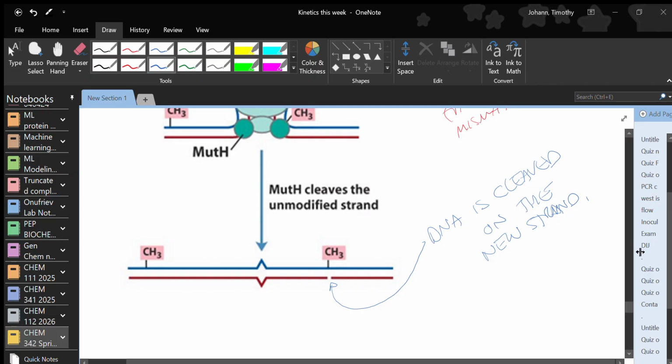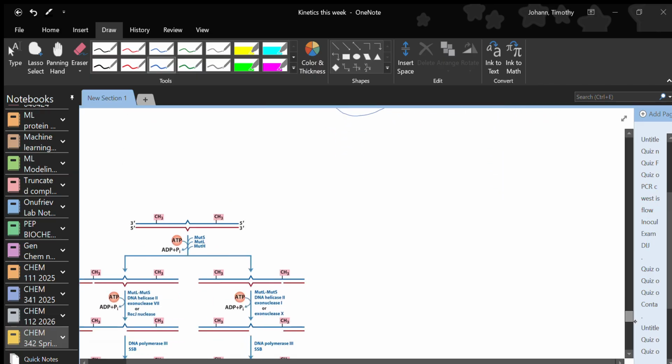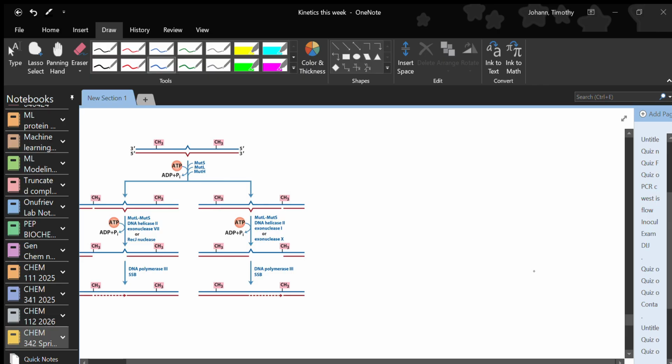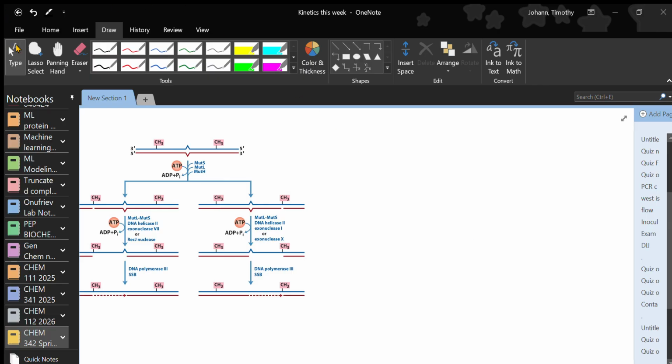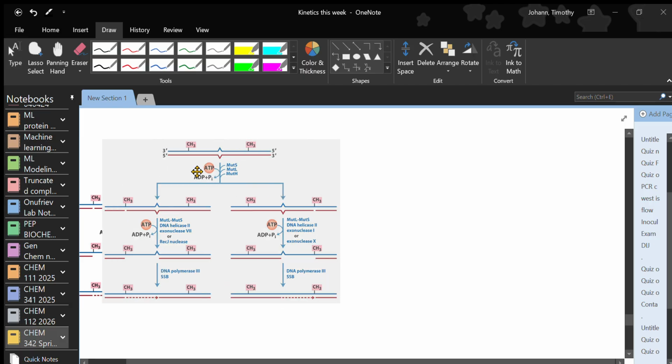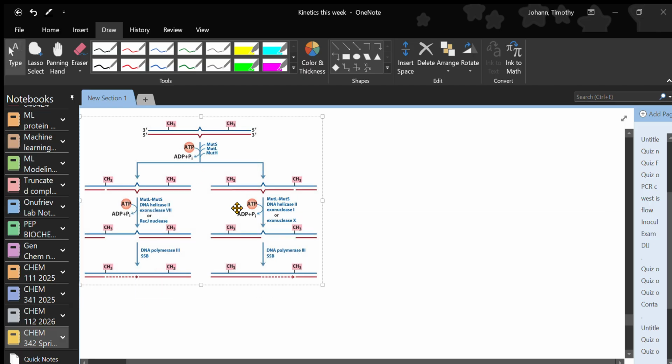I'm going to show you another figure here that does the same thing, but shows both strands. And there's a point I want to make about energy here, energy amounts.